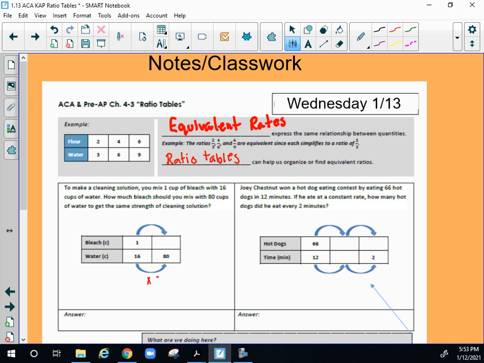We can multiply by 5. If you didn't know that off the top of your head, you could always divide 80 divided by 16, and you would get 5. Whatever we do to the bottom, we have to do to the top, and 1 times 5 is 5, so our answer would be 5 cups of bleach.